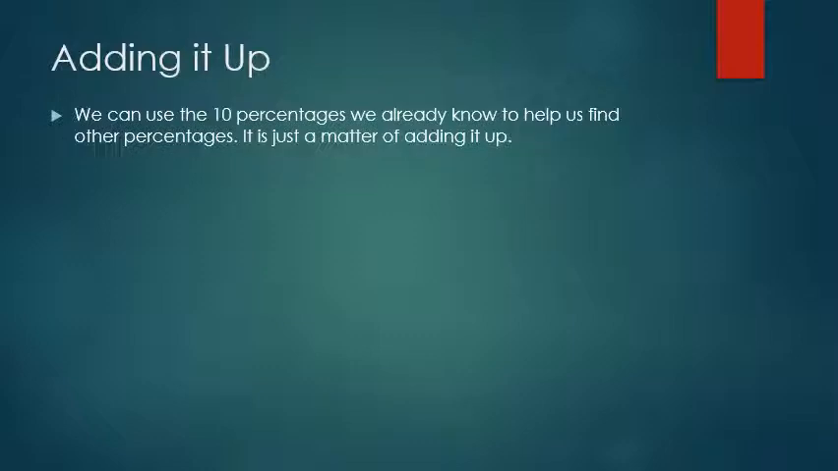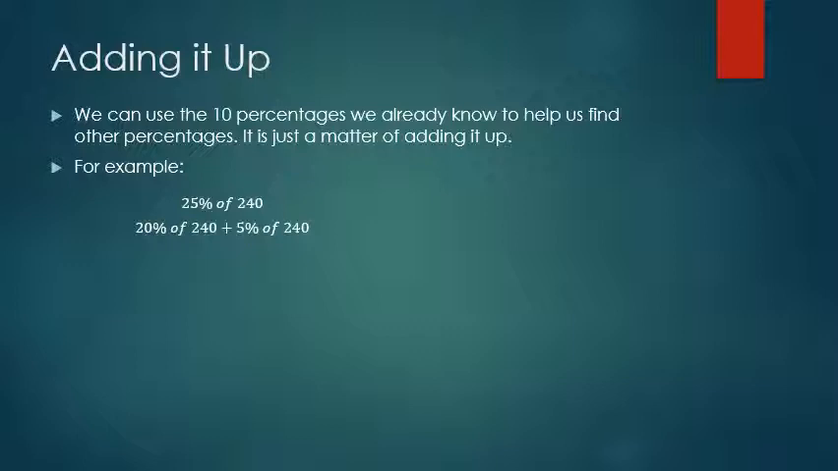So our first strategy for finding other percentages is the adding it up strategy. So we can use the 10 percentages we already know to help us find others. It's just a matter of adding it up. So for example, if I wanted to know what 25% of 240 is, well, we haven't learned a strategy for 25% yet, but we know how to find 20% of a number, and we know how to find 5% of a number. So instead of talking about 25% of 240, we can do 20% of 240, and then 5% of 240 and add them together.